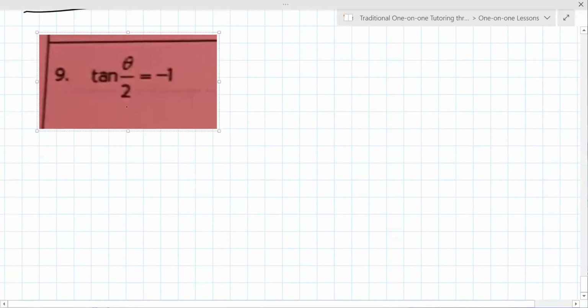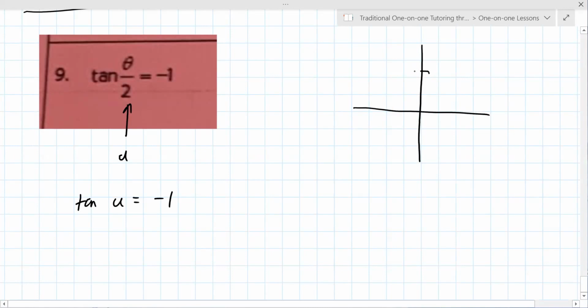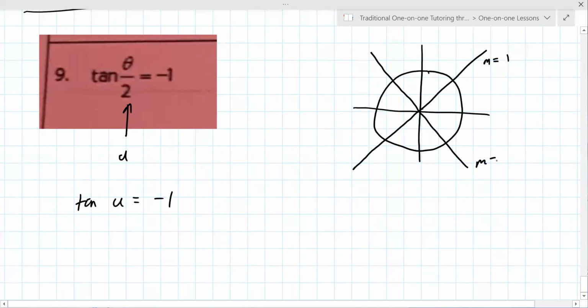So again, you want to make this u. So tangent of u equals -1. And again, on your unit circle, there are certain nice places, like at 45 degrees or pi over 4, tangent is 1, but also down here. This is because the slope of this line is 1. When you go the other way, the slope is -1, and those occur at 3 pi over 4 and 7 pi over 4. So u equals 3 pi over 4 or 7 pi over 4.